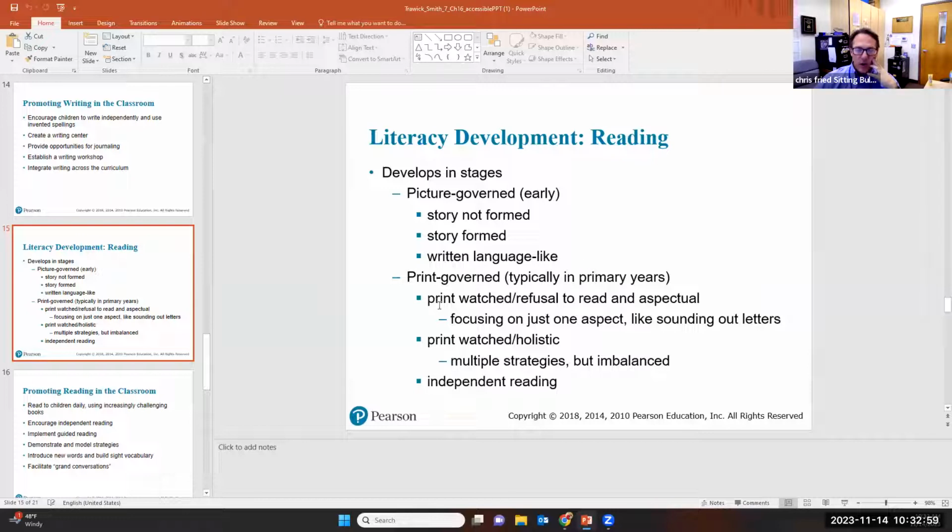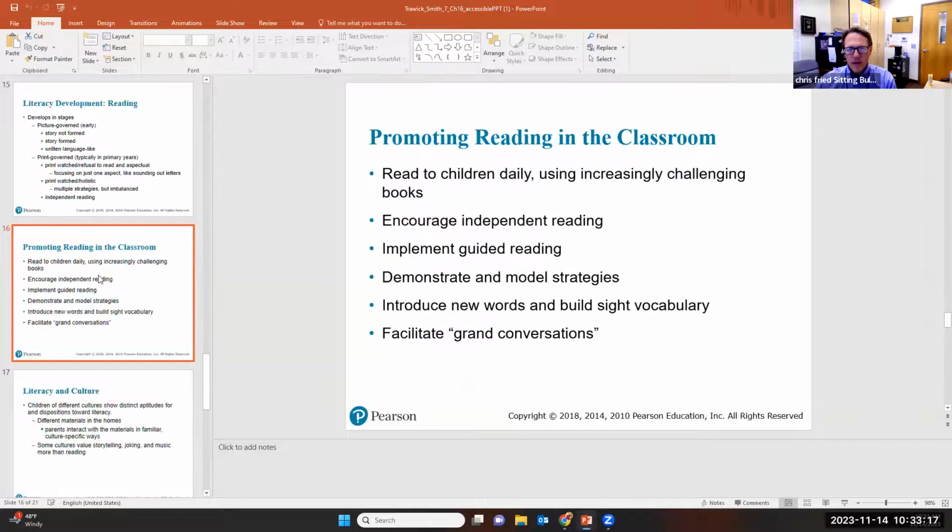And you start looking at these different components here until you eventually get to that independent reading, where children are choosing the books they want to read and taking time, and you're providing time for them to read it in classes as well as outside of class. Okay? Read to kids daily, and important to include increasingly challenging books.